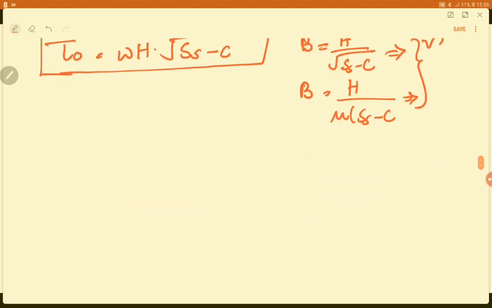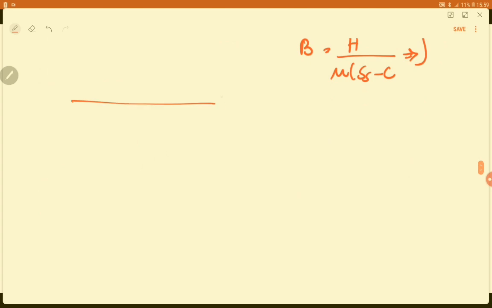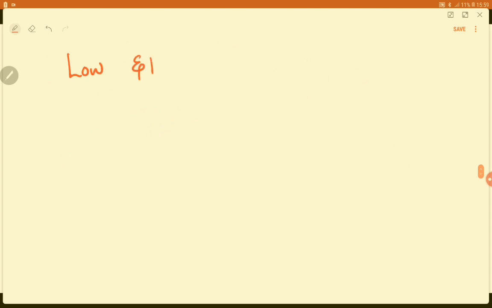Now we will move to the next topic. Hope this is clear for you. The next topic is low and high gravity dams. Now, what is a low and high gravity dam?